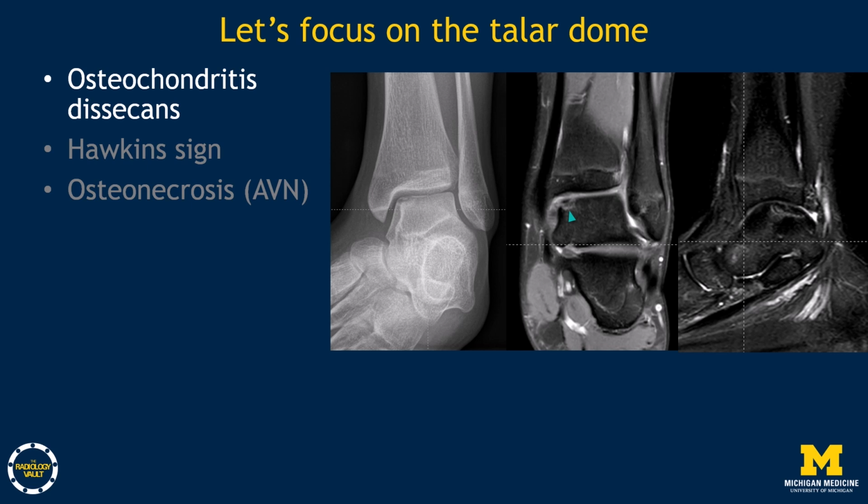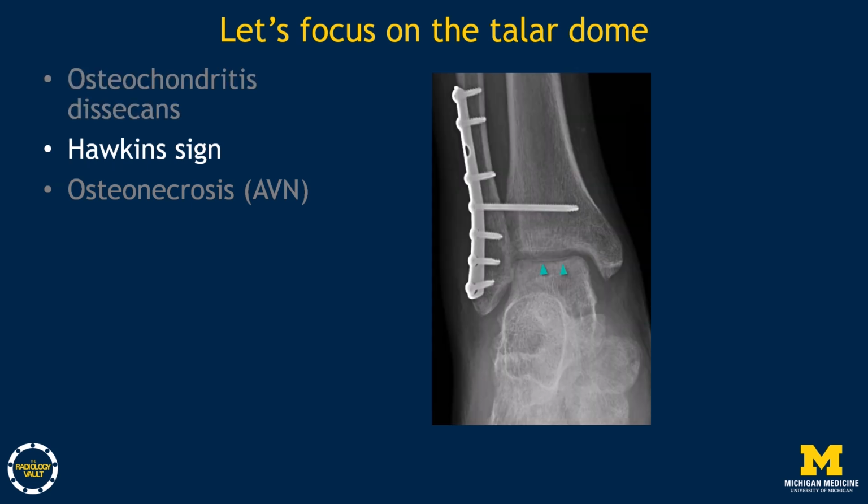Fluid signal at the base of the osteochondral fragment suggests instability. The subchondral lucency shown here is an example of the Hawkins sign. The subchondral plate is metabolically active, and hyperemia results in focal subchondral resorption. This is often confused with the crescent sign of osteonecrosis, which is a subchondral fracture.